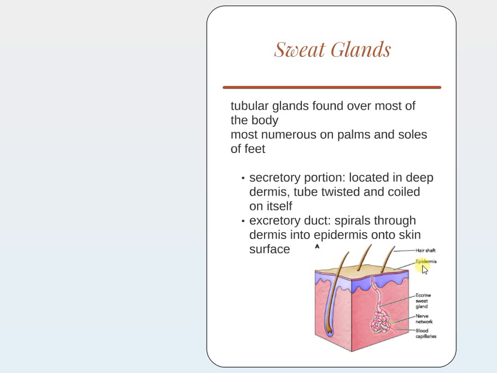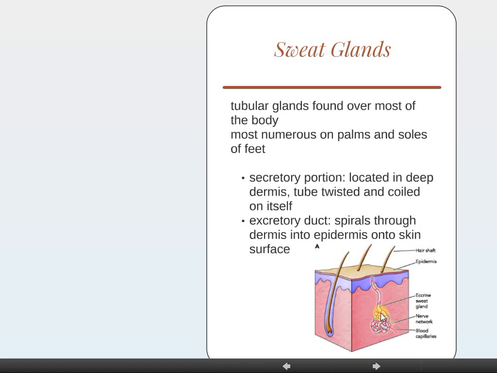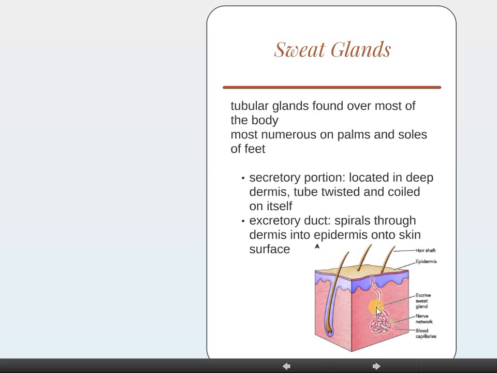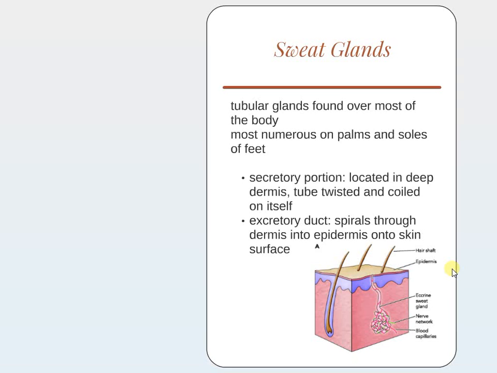The secretory portion is located deep in the dermis. So again, this part that is all coiled up is the part that secretes, that creates the sweat, and it's in the dermis. The excretory duct then comes up through the dermis into the epidermis and finally lets out onto the skin surface. There are two different kinds of sweat glands, eccrine and apocrine glands. We're going to talk more about that when we talk about the endocrine system, but there are two different types of sweat glands. Only one type smells.